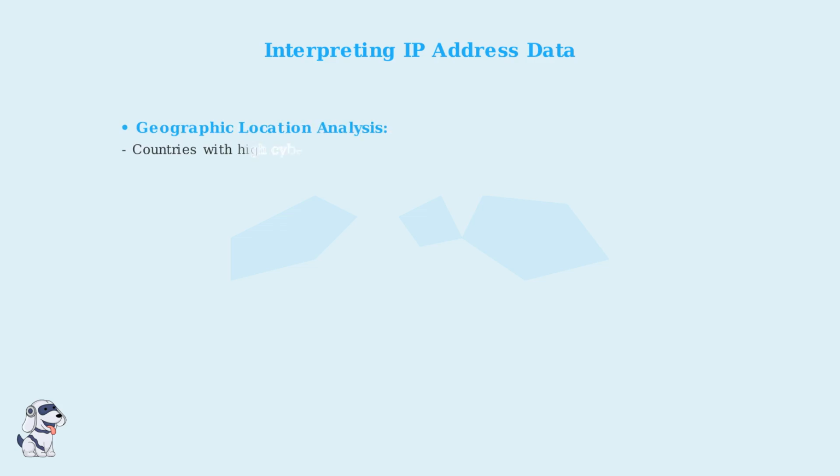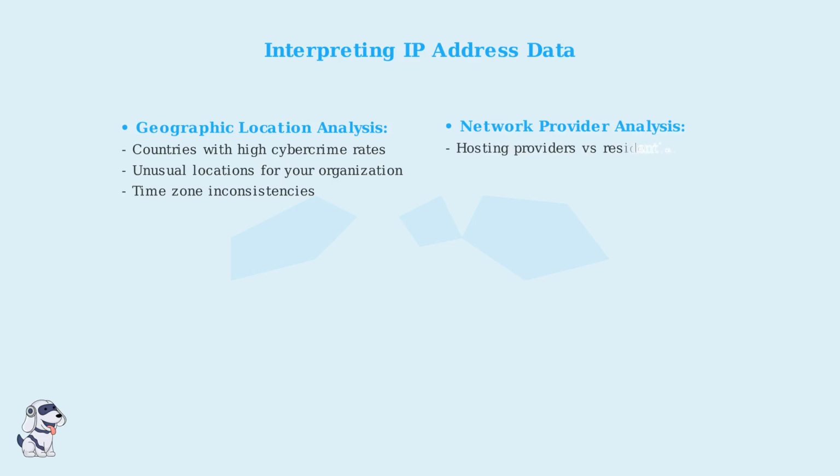Geographic location analysis is crucial. If an IP address originates from a country with a high rate of cybercrime activity, this raises immediate red flags. However, remember that legitimate users also exist in these regions. Network analysis focuses on the Internet Service Provider. Hosting providers and data centers are commonly used for malicious activities, while residential ISPs typically indicate individual users.